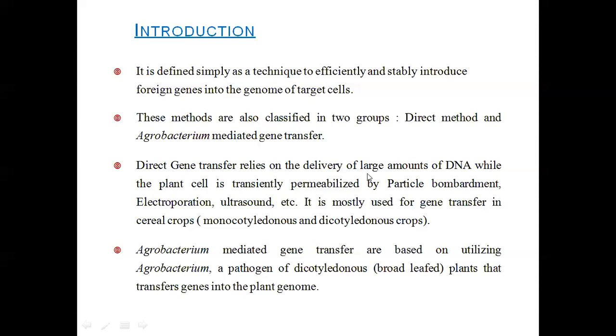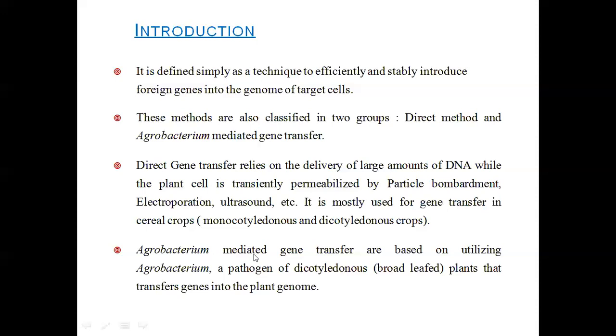So in direct gene transfer, as I already told, a large amount of DNA can be inserted into the target genome. It is mostly used for gene transfer in cereal crops, monocotyledons and dicotyledons. Already I have discussed the plant kingdom, what is monocotyledon and what is dicotyledon. The direct gene transfer methods include several examples: particle bombardment, electroporation, ultrasound. I will discuss them later. Okay.